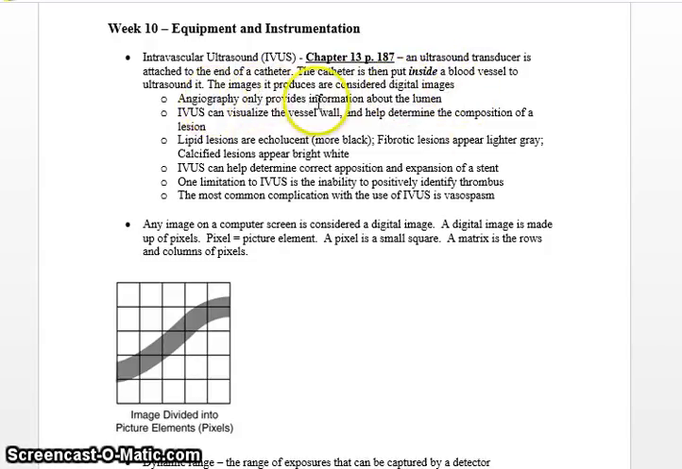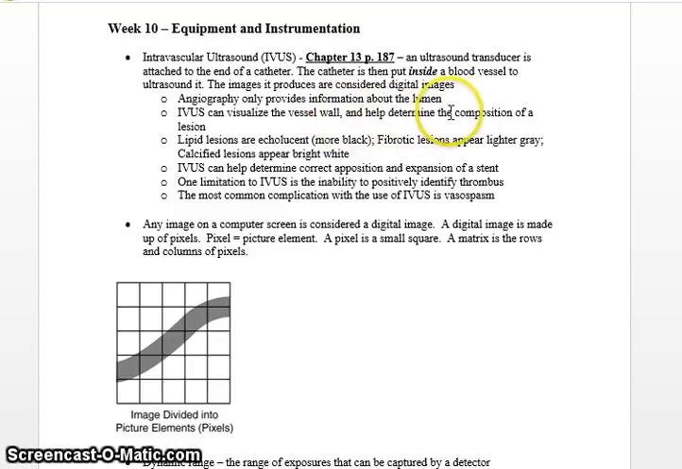Angiography can only provide information about the lumen of a blood vessel, whereas IVUS can visualize the vessel wall. Remember, the vessel wall has 3 layers. The inner layer is the intima, the middle layer is the muscular media, and then the outer layer is the adventitia. And so the IVUS can actually visualize all 3 layers of the wall.